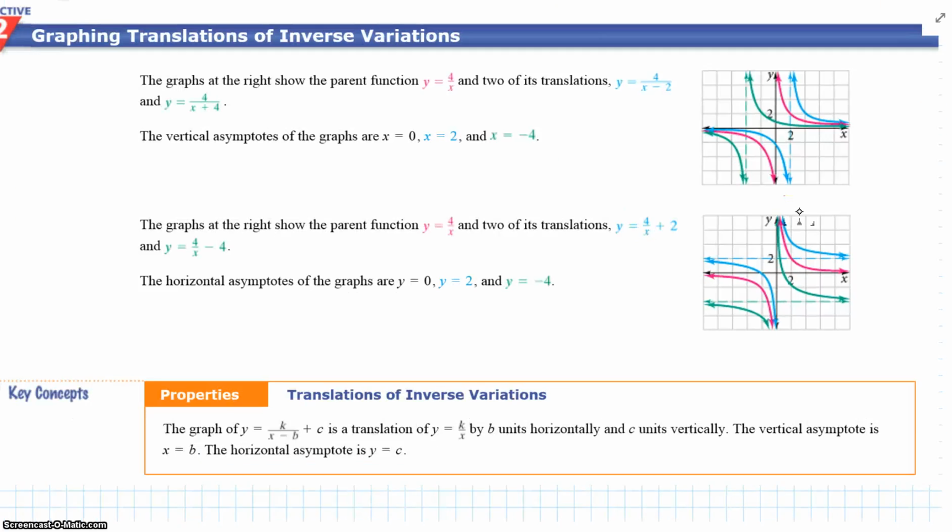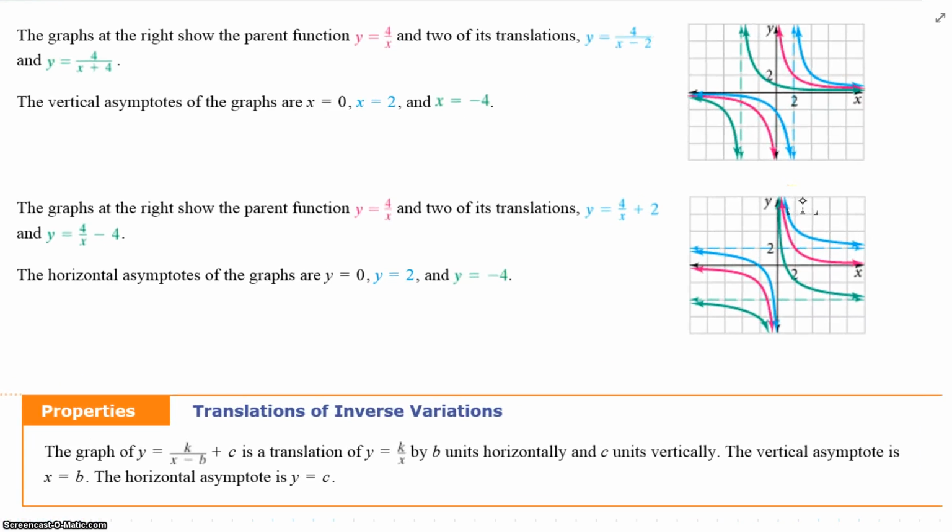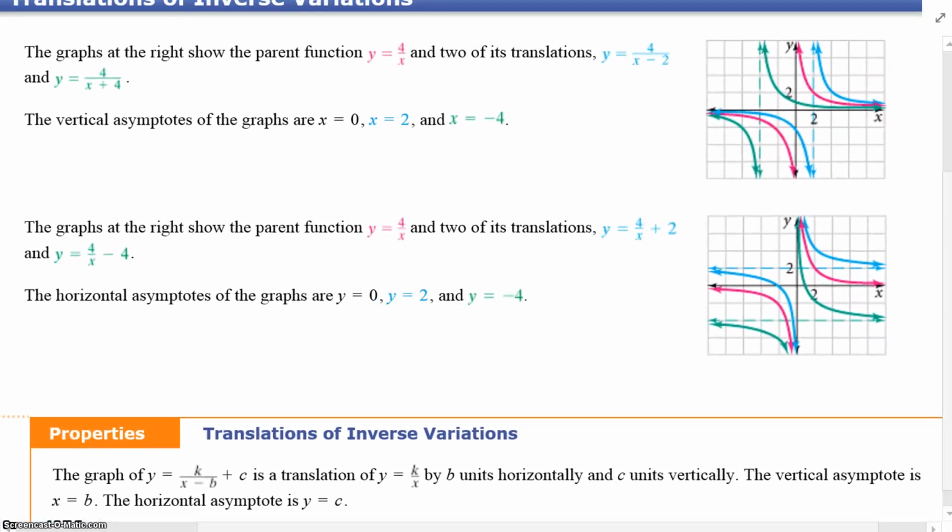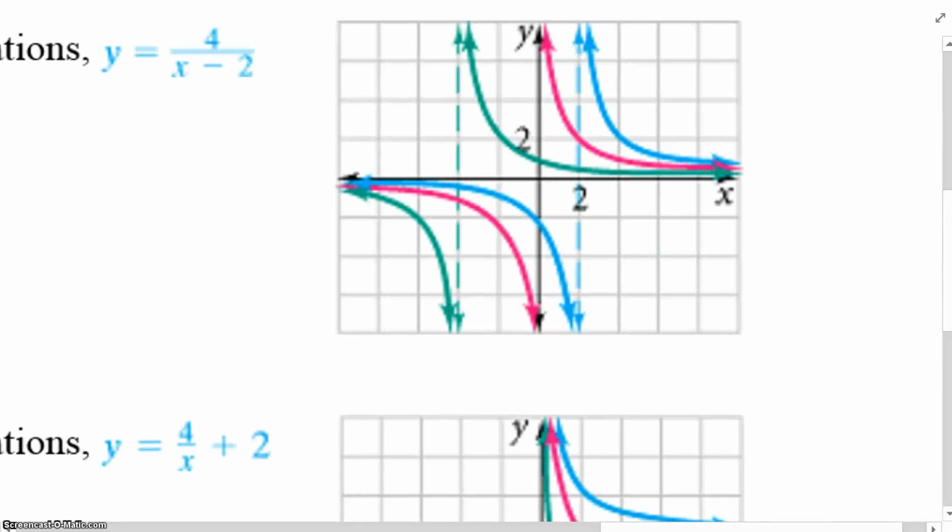Let's look at the next example. Let's talk about translation. All right, so the graph at the right shows the parent function y equals 4 over x in red. So let's just zoom in on that.